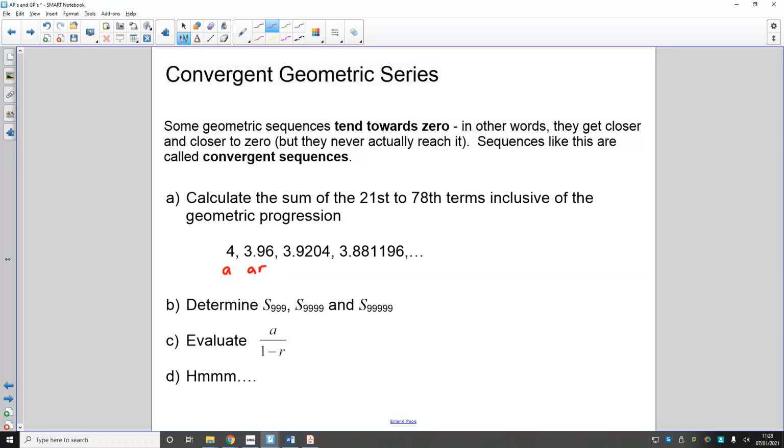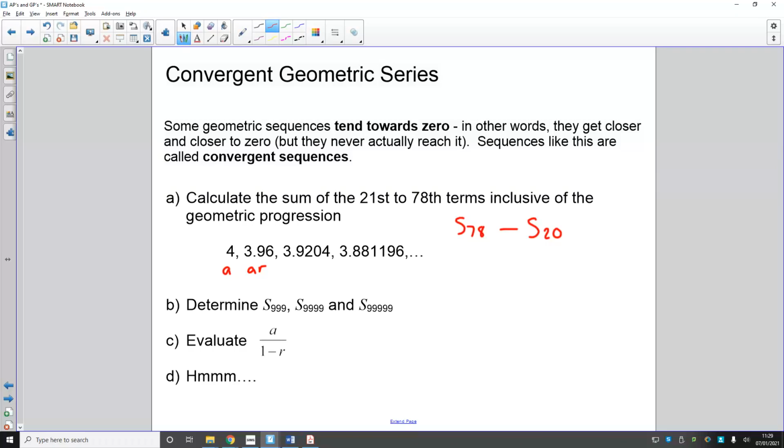Right. I'm being asked to calculate the sum of the 21st to 78th terms. So I need to come up with a plan for that. If I found the sum of the first 78 terms, it will include the first term and up to the 20th term as well. Well, I don't want those terms. So the plan would be to work out the sum of the first 78 terms and subtract then the sum of the first 20 terms off it, and then that will leave us with the terms from 21 up to 78.